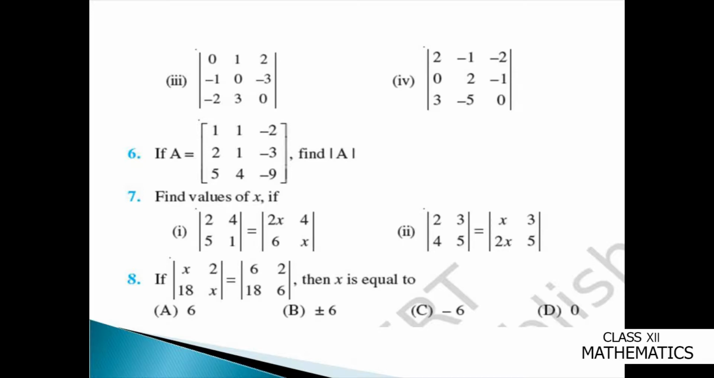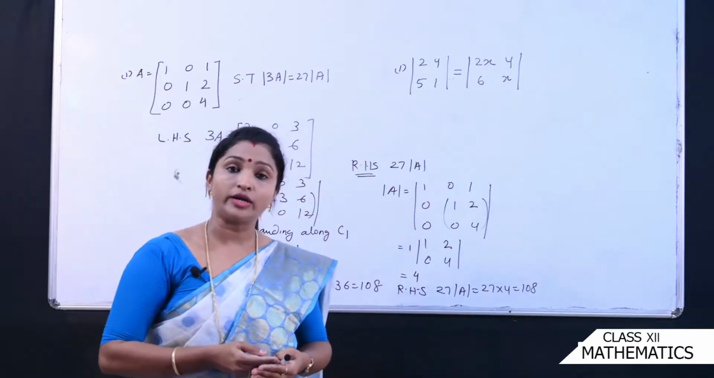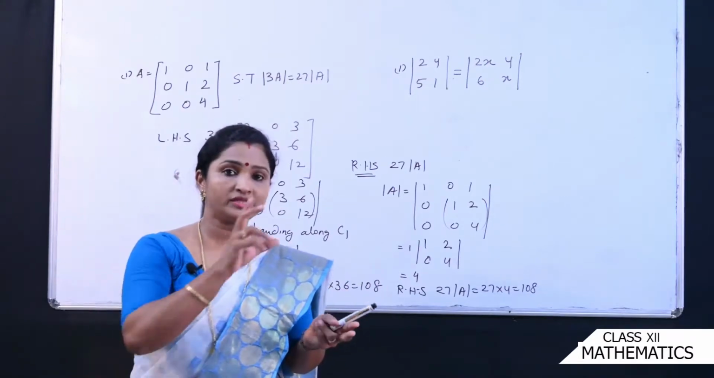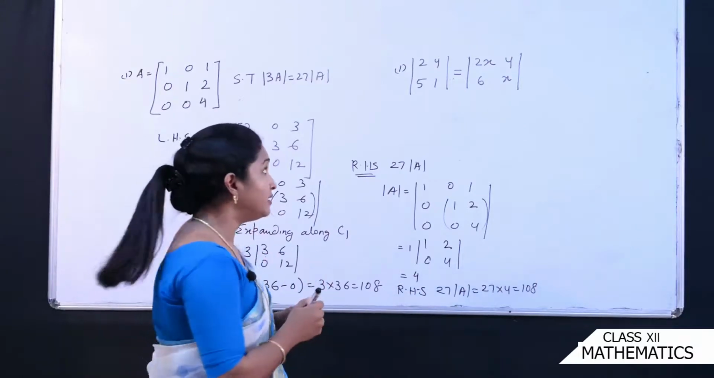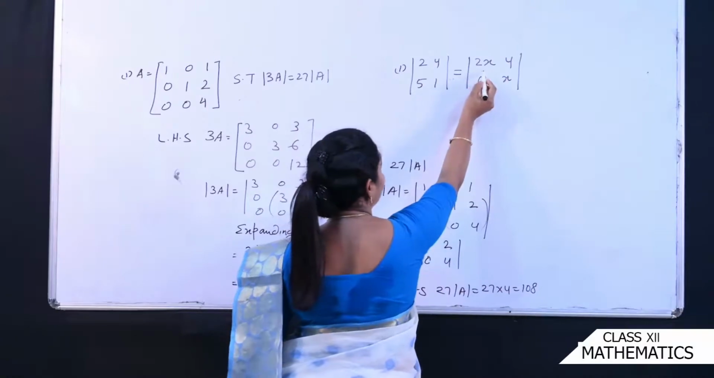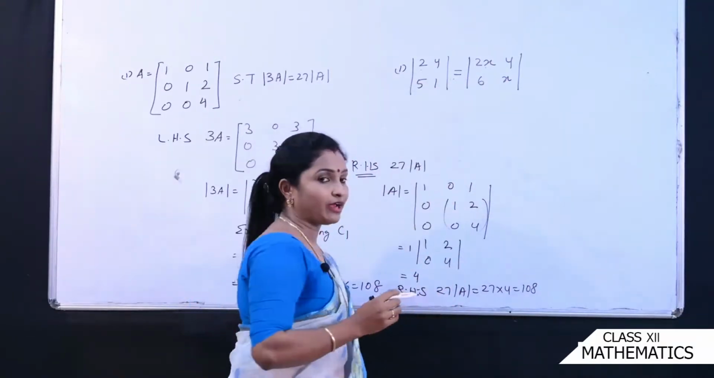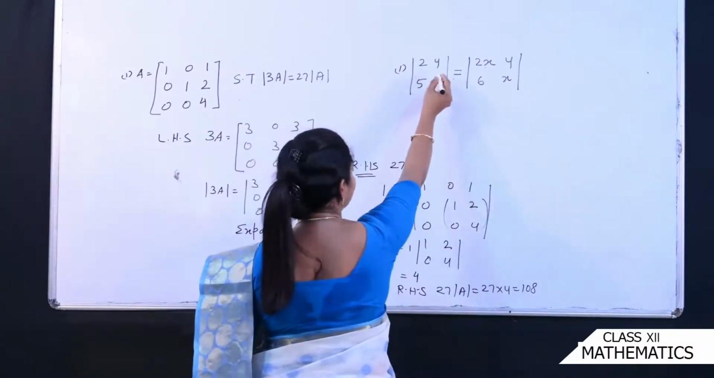Seventh question, see, find the value of x if determinant 2 4 5 1 is equal to 2x 4 6 x. In matrices you have already studied equality of matrices. At that time we normally just equate and get the value of x, but here it is not like that. Here you have to evaluate. Children always make mistakes. They write 2x is equal to 2 directly and get the value of x. That is wrong. In a determinant you have to first evaluate the determinant.